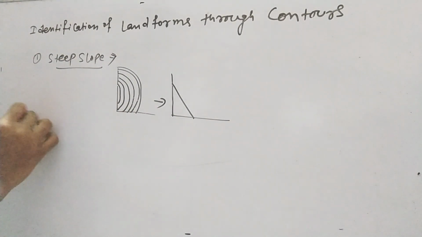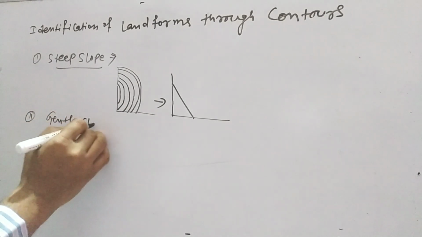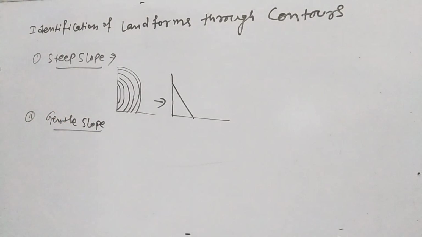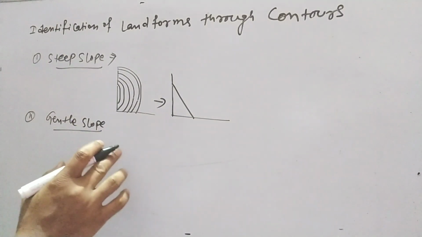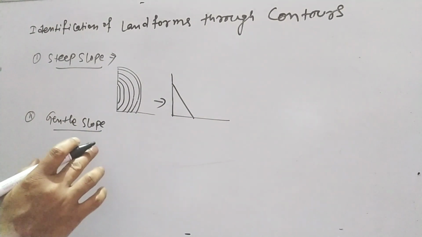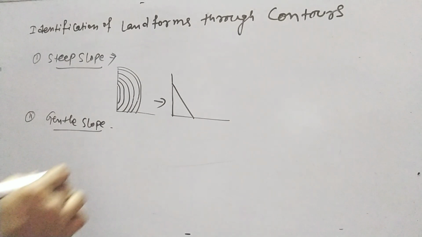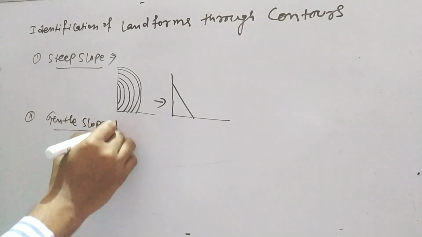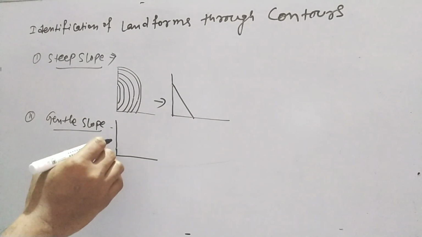Next, gentle slope. In such a slope, the change of elevation is gradual, right? Change of elevation is gradual. So now look, contour patterns like this.